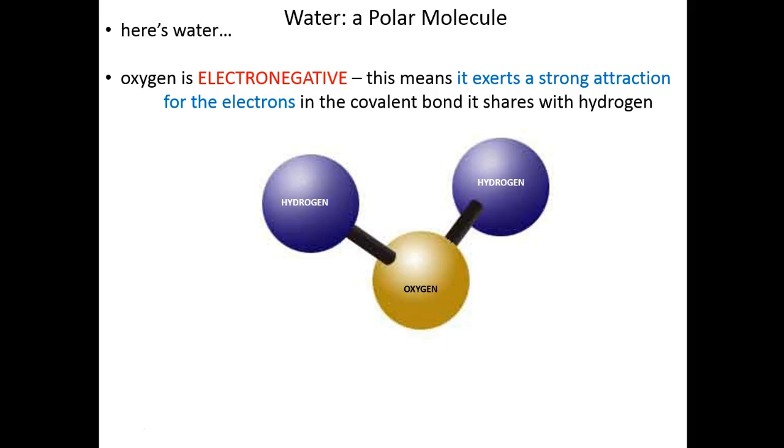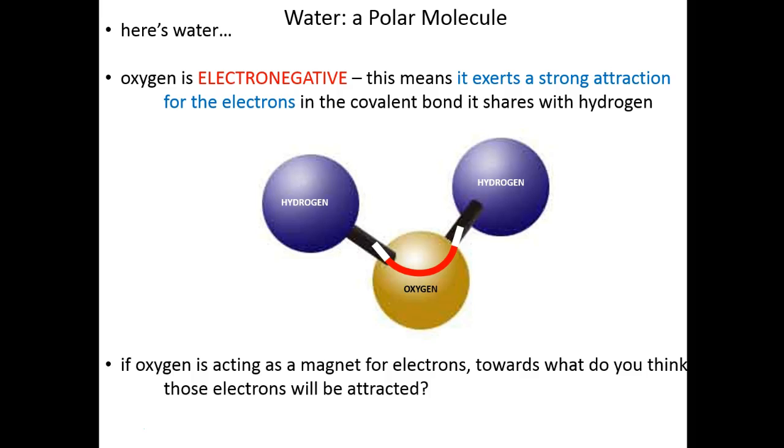So we have these shared electrons that are making up these covalent bonds between oxygen and hydrogen. And because oxygen is electronegative, it's exerting a strong attractive force on those electrons. So we can think of oxygen as an electron magnet. Oxygen draws electrons towards it. If oxygen is acting as a magnet for electrons, and those electrons are constantly zooming around these hydrogens and oxygens, which of these atoms do you think those electrons will be drawn to more?